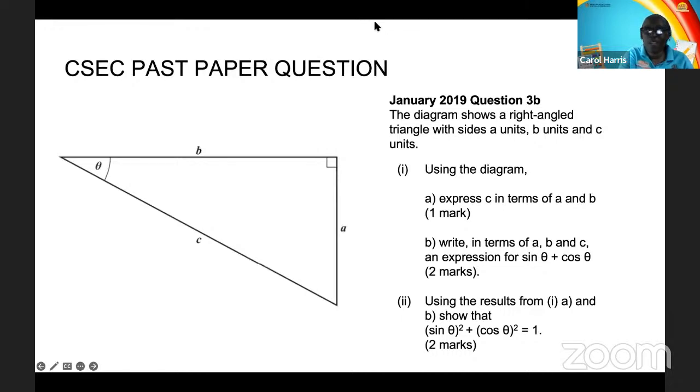Since they're representing lengths, I'm going to use Pythagoras' theorem. So I'm going to have A squared plus B squared equals C squared. Any questions on that? I'm only seeing Justin replying. Anyone else agrees or disagrees?